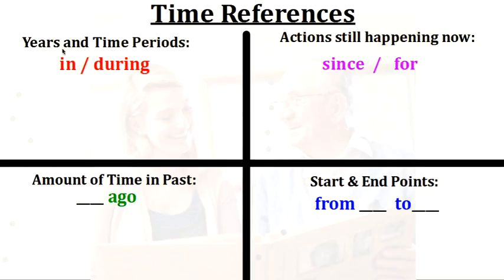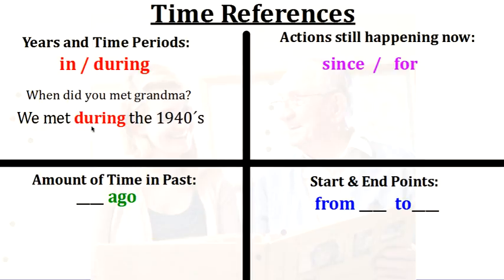When we talk about years, specific years, or even time periods, we use in and during. So, for example, Abby asked her grandpa, "When did you meet Grandma?" And her grandpa said, "We met during the 1940s." So if we look at during, it's referring to time. And in this context, it's a time period. So oftentimes we use during or in to talk about a time period, right? The 1940s. Not very specific.